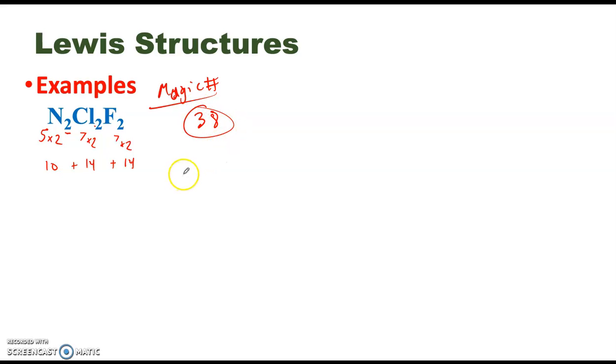Perfect. Another trick, your magic number will always be an even number. It will never be odd. So if you get an odd number like 37, it is wrong. So that's just little tricks to know that you did something wrong, so you can fix it and make sure you don't get it wrong on the test.